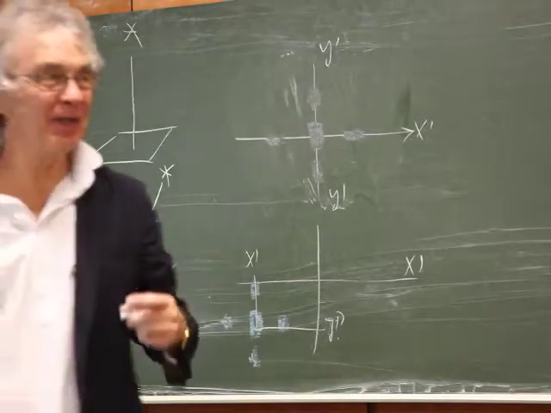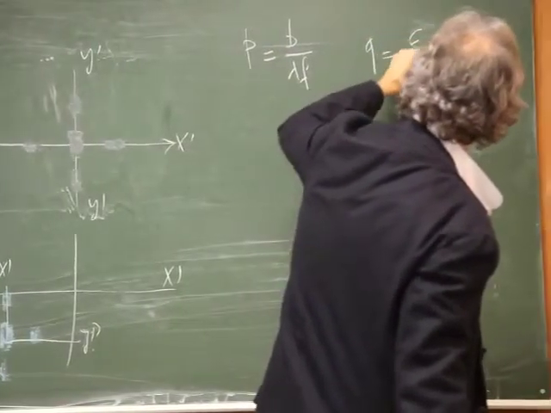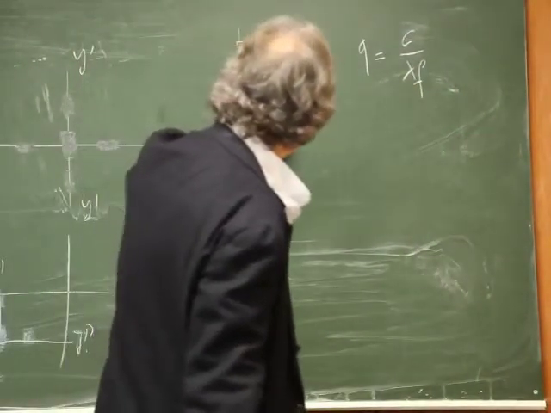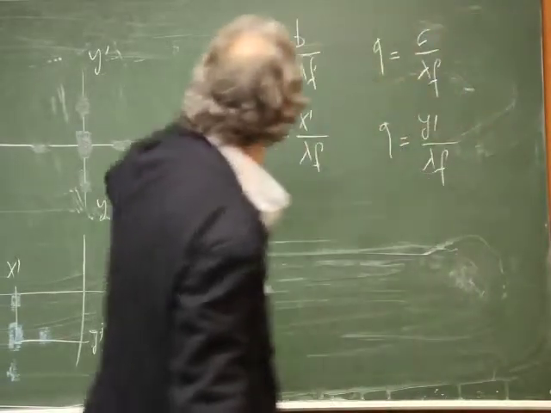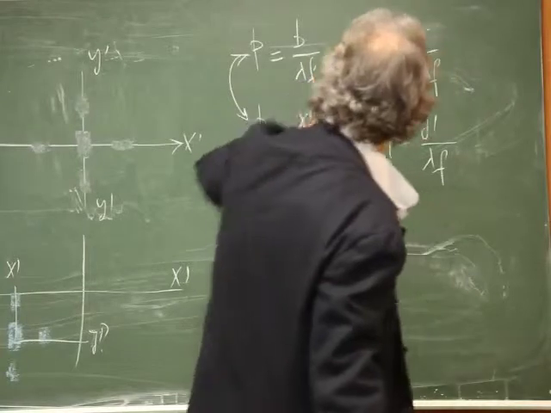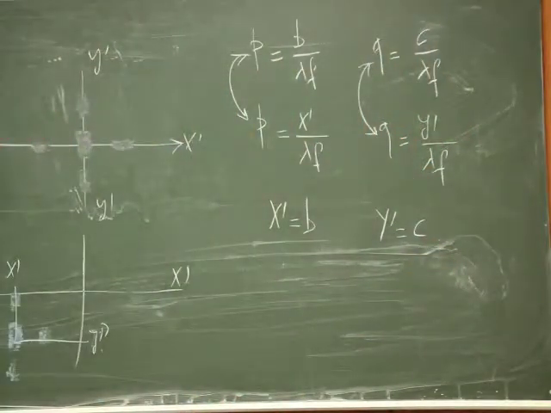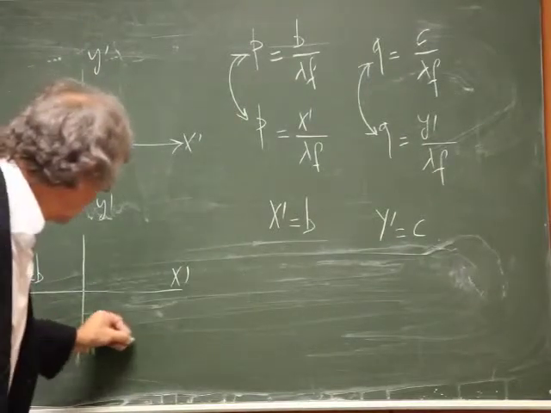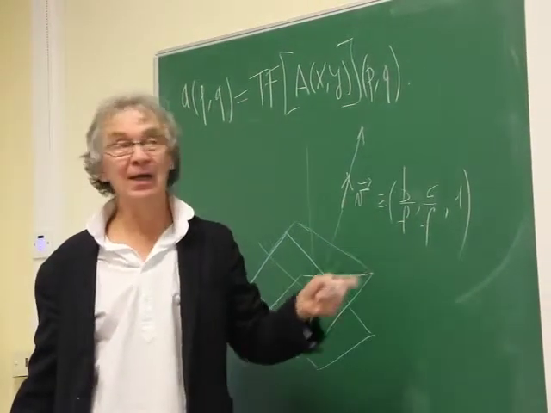So look, to find out, we know that the star is going to be centered at P equal b over lambda f, and at Q equal c over lambda f. Well, we know that P, by definition, is x prime divided by lambda f, and Q is equal to y prime over lambda f. Now, if you identify these, you find, of course, that x prime equals b, y prime equals c. Yes? So x prime is equal to b, and y prime is equal to c. And this was expected because I selected the direction as being b over f and c over f. This is an angle. So if I would like to know the linear distance, I multiply this by the focal length, and I find these two values.